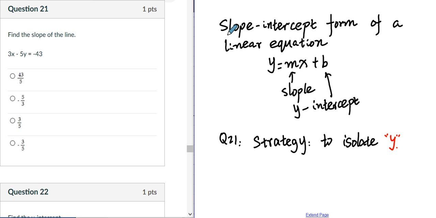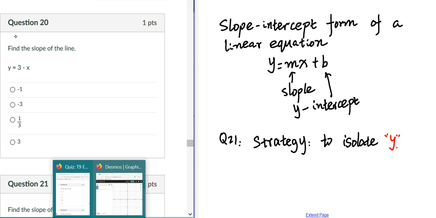Previously, we have learned slope-intercept form of a linear equation. We know that if y equals mx plus b, then m will be the slope. We didn't quite know yet that b is the y-intercept. This is very easy to explain.